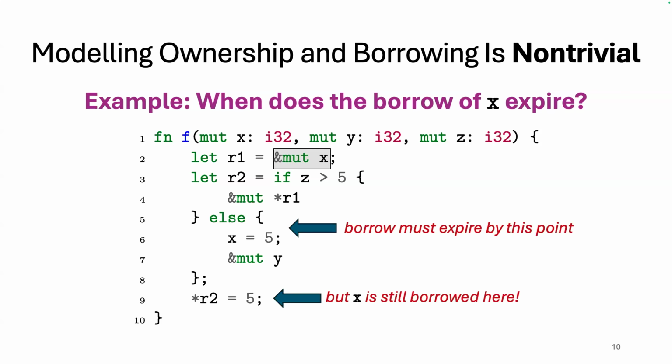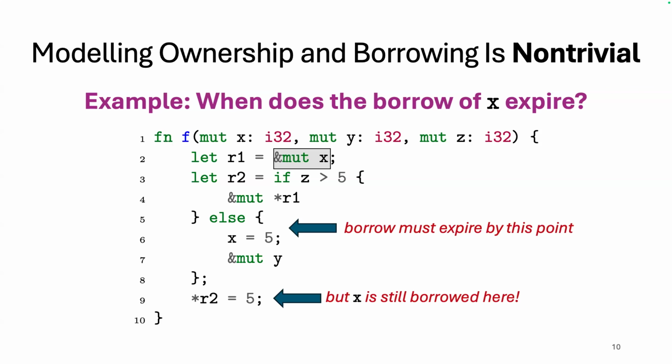This program is accepted by Rust, and I think people with a certain amount of familiarity probably understand why Rust accepts it. But this is just one particular example where modeling borrowing is challenging. There are other complicated features like two-phase borrows, interactions between shared borrows and mutable borrows, borrows inside structs, etc.